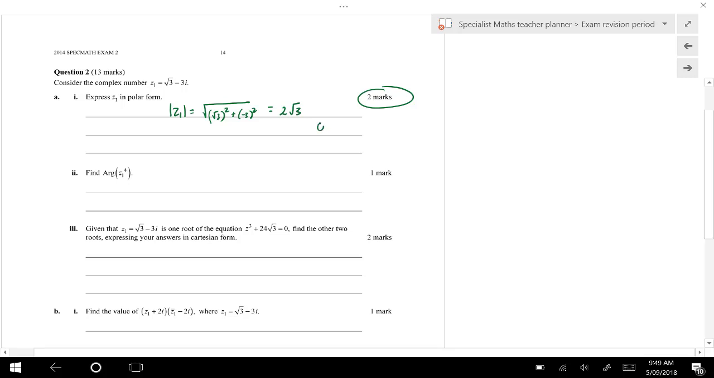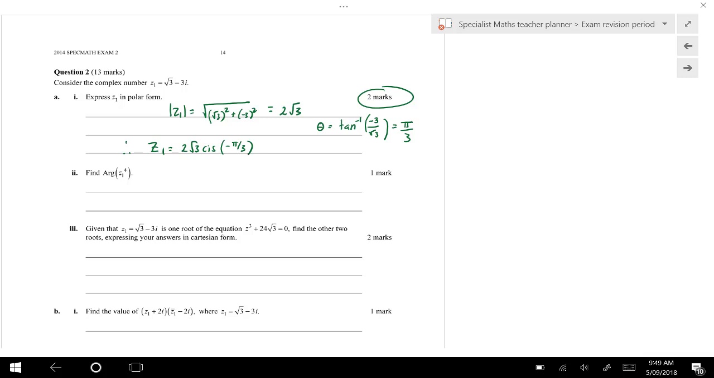Now we've got to work out the argument. Theta is equal to inverse tan. This is my reference angle. We're looking at the y component, which is the imaginary, minus 3 over root 3, and that's going to be equal to pi on 3. But what quadrant are we in? We're in the 4th quadrant. So therefore Z1 is equal to 2 root 3 cis of minus pi on 3, my argument. Done. You should only take 30 or 40 seconds to do that.